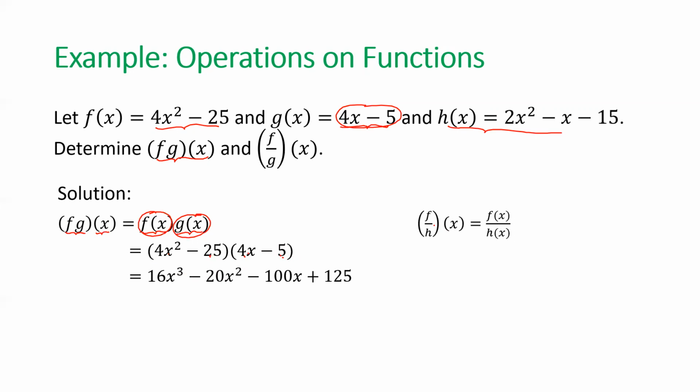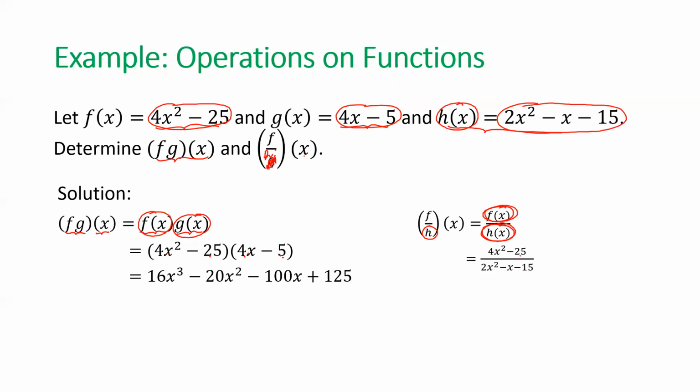Okay, now since in this solution we have h in the denominator, there must be a correction here. So this must be h. So that's the reason why we have a function h here. So f divided by h of x, by definition, is f of x over h of x. So plugging in 4x squared minus 25 for f of x and 2x squared minus x minus 15 for h of x, we get the following.